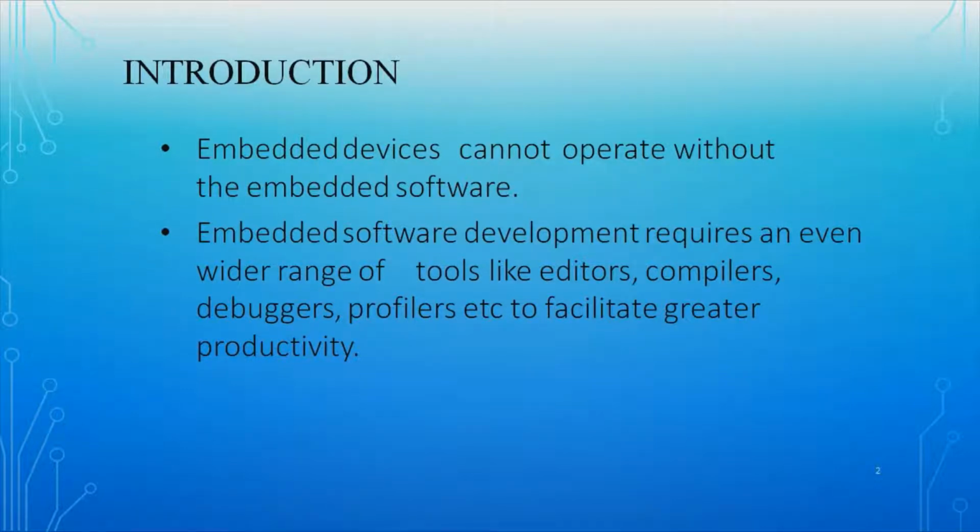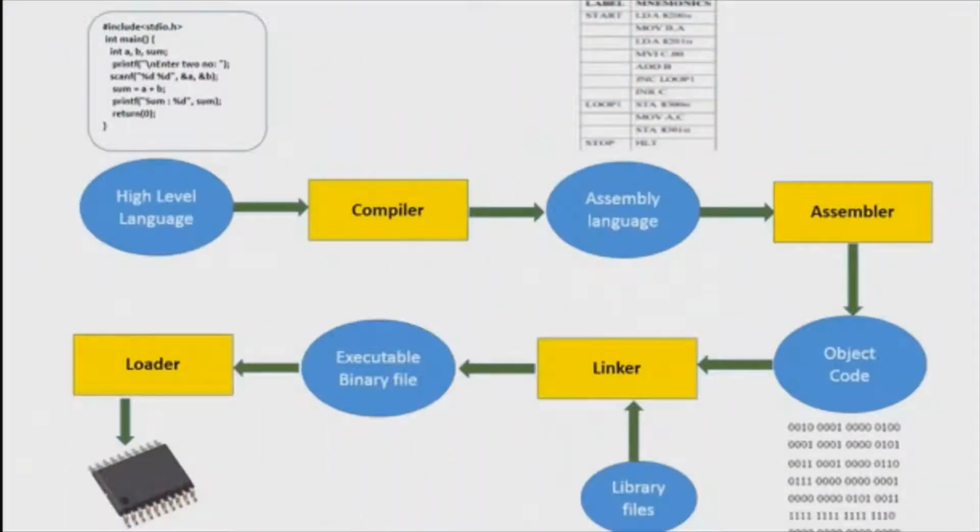Embedded software development requires an even wider range of tools like editors, compilers, debuggers, profilers, linkers, etc. to facilitate greater productivity. This chart indicates the embedded software compilation process. High-level language is converted into assembly language and into machine-level language. This machine-level language can be understood by the processor. High-level language is English-like sentences that the user can understand. The machine can understand the machine-level language.